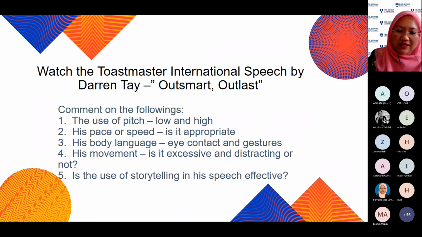What they commented on was that they said, I do not like the speech by Darren Tay. And I asked her why. She's from Sarawak, I think, the director from Sarawak. I said, why? She said, I don't like the use of the pitch. He speaks with a very high pitch.